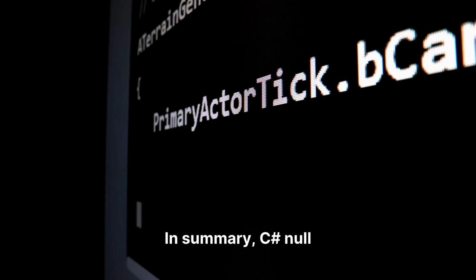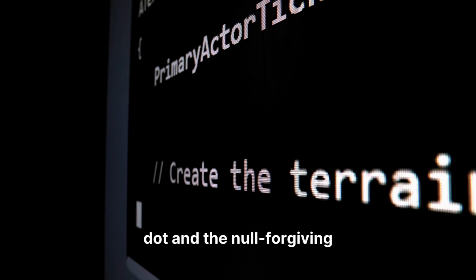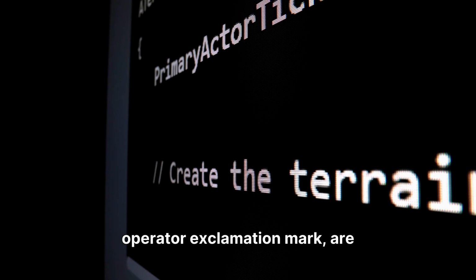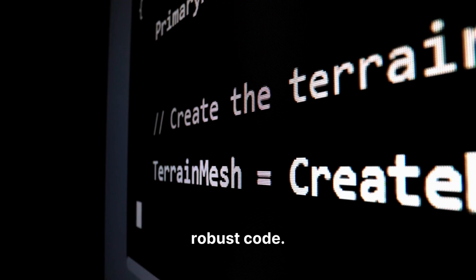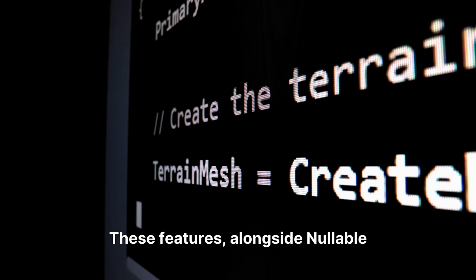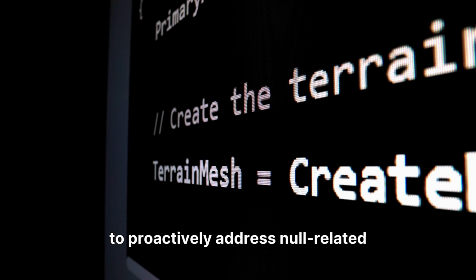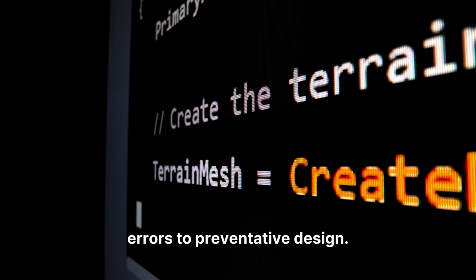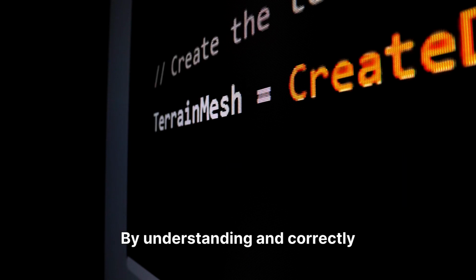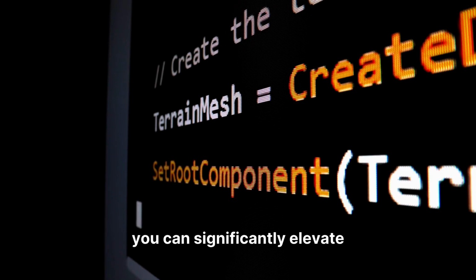In summary, C# null safety features, particularly the null conditional operator (question mark dot) and the null-forgiving operator (exclamation mark), are indispensable tools for writing more reliable, maintainable, and robust code. These features, alongside nullable reference types, empower developers to proactively address null-related issues at compile time, shifting the focus from reactive debugging of runtime errors to preventative design. By understanding and correctly applying these powerful constructs, you can significantly elevate the quality and stability of your C# applications.